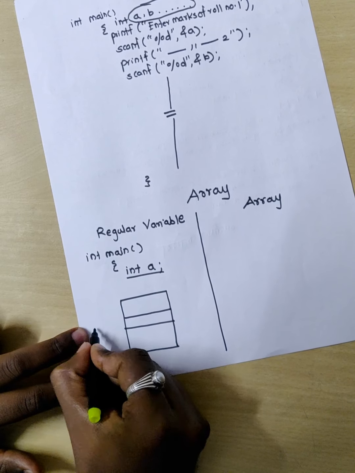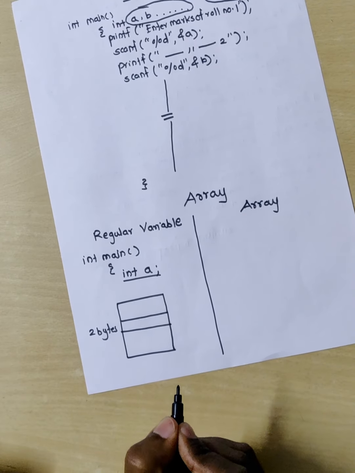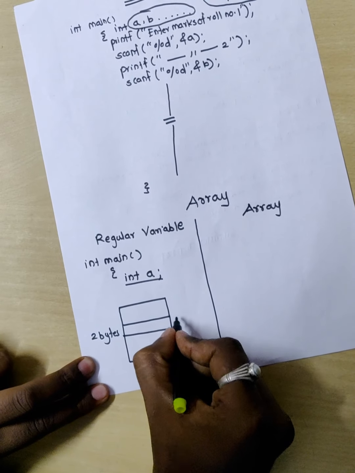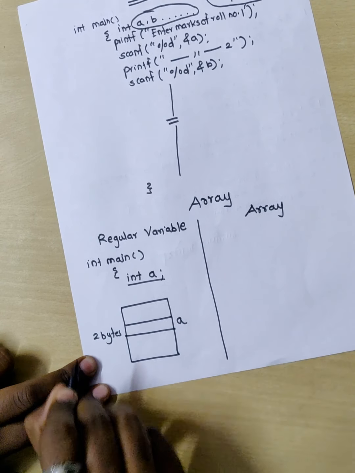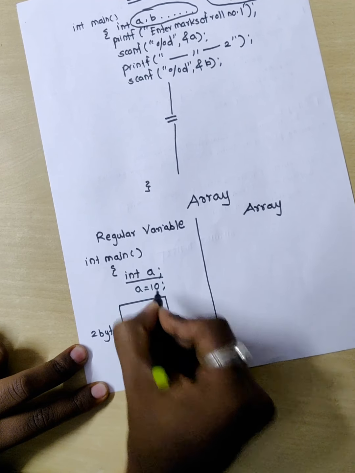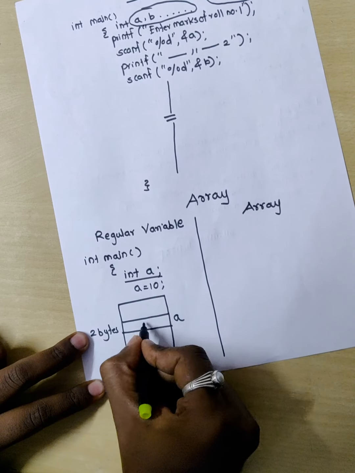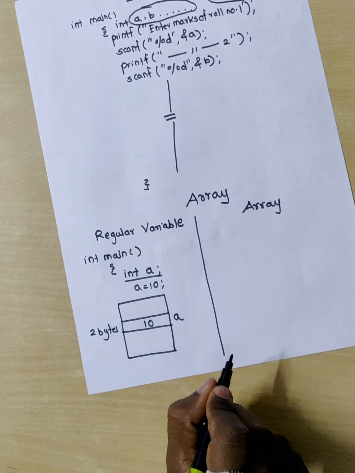So generally for an integer variable the space is of 2 bytes or 4 bytes depending on the compiler, and it will give that memory space the name a. And whatever next instruction you write, suppose I have written the instruction a is equal to 10, in that case the computer will store that value 10 inside that memory.